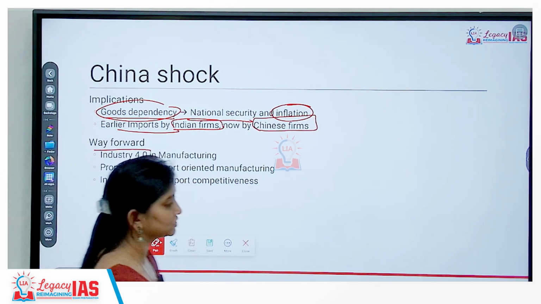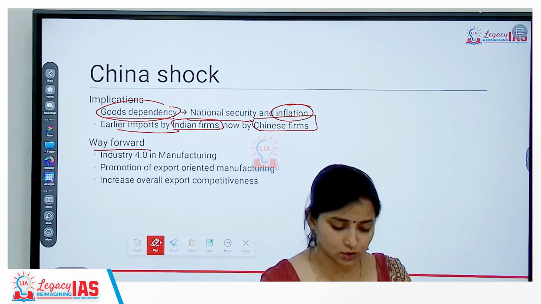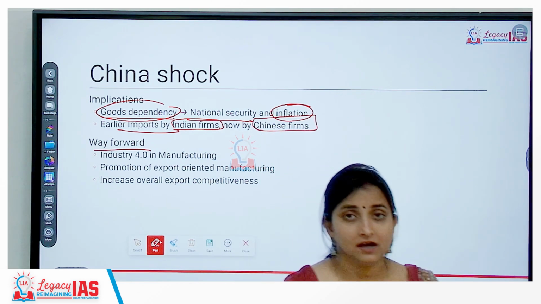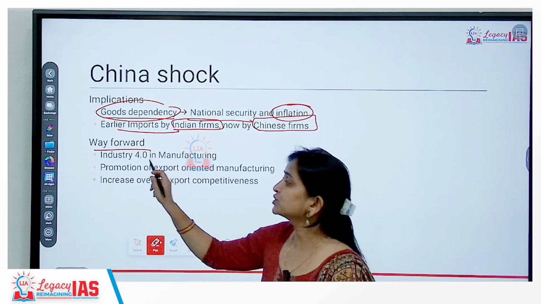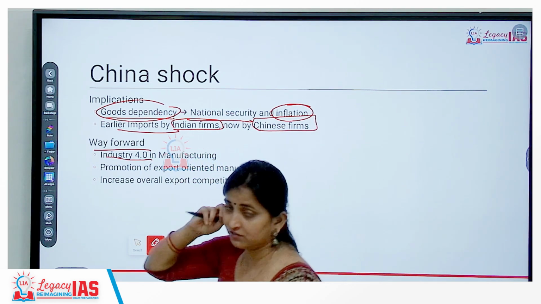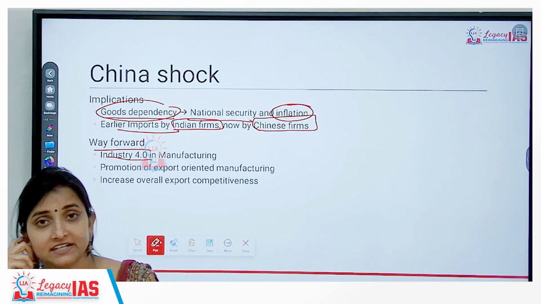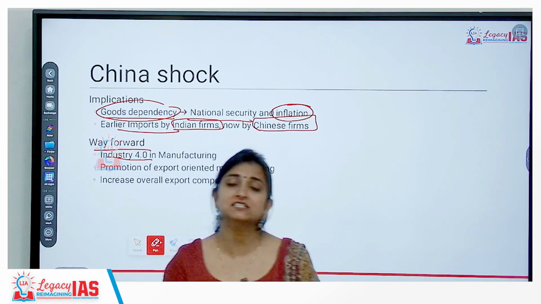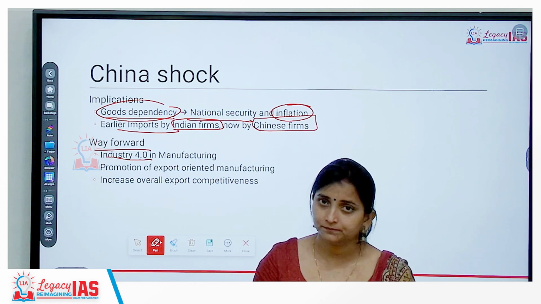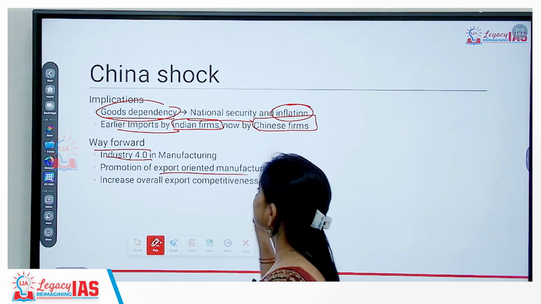Obviously if we know the problems, we know the solution also. Technology problem hai, we need to upskill. Research gap problem hai, we need to carry out research. ठीक है? We need to focus on industry 4.0 in manufacturing. We need to include artificial intelligence and internet of things in the manufacturing sector, so that we can increase our manufacturing sector overall. ठीक है? Second is promotion of export oriented manufacturing.